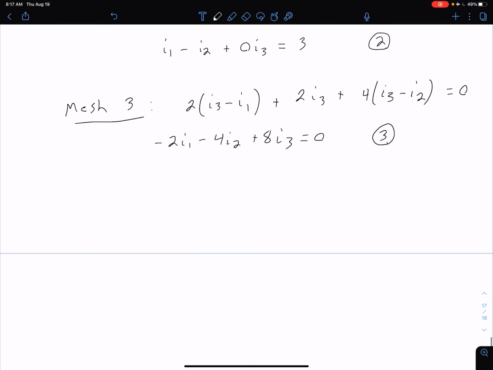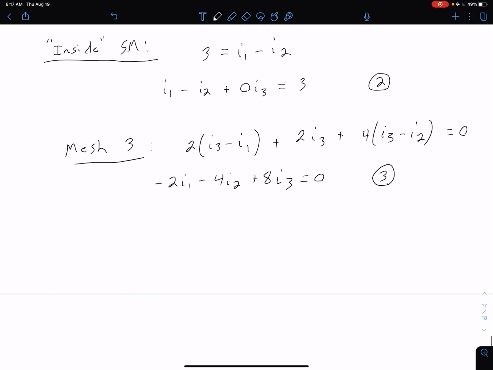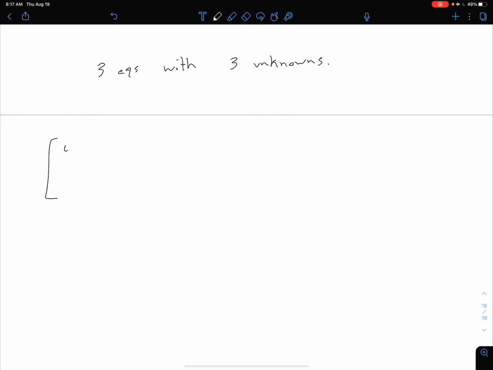Okay, so now what we can do is take these three equations and use our matrix method to solve, because we have three equations with three unknowns. So our unknowns are, of course, our mesh currents, I1, I2, and I3. So let's go ahead and show how we would do that. So we have I1, I2, I3, and we know that's going to be equal to the coefficient matrix. So the first row comes from the first equation, 0, 8, 2. Second equation gives us our second row, so 1, negative 1, 0. And then third equation gives us our third row of negative 2, negative 4, and 8.